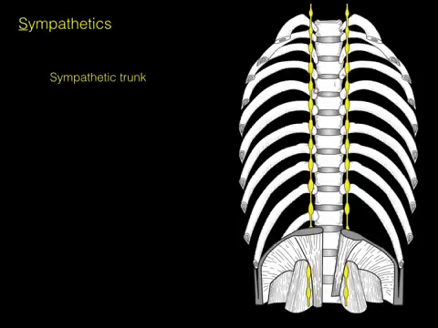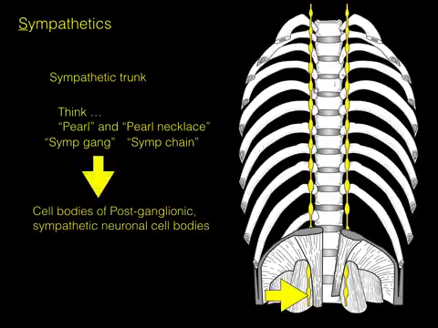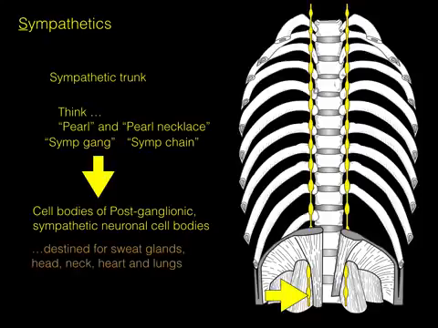And so the sympathetics, such as the sympathetic trunk, are all along the paravertebral region. And so think pearl for sympathetic ganglia and pearl necklace. So pearl is sympathetic ganglia, and the pearl necklace is a sympathetic chain. And the sympathetic ganglia are those cell bodies of postganglionic sympathetic neuronal cell bodies. And their information's destined for sweat glands in the skin, as well as structures in the head, neck, as well as the heart and lungs.